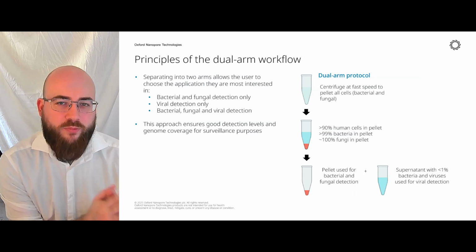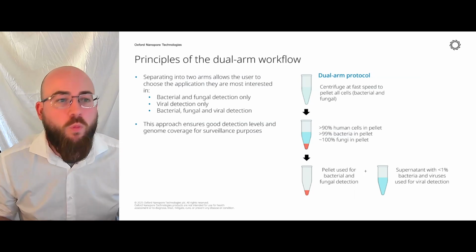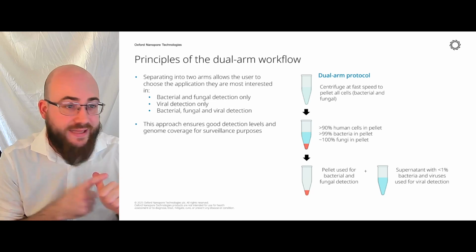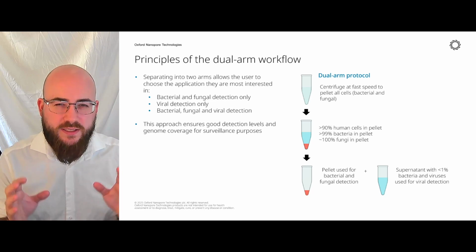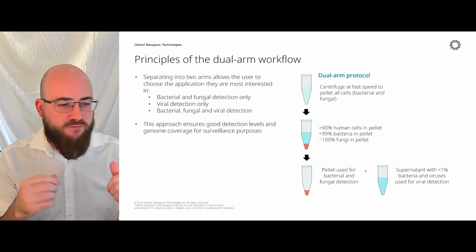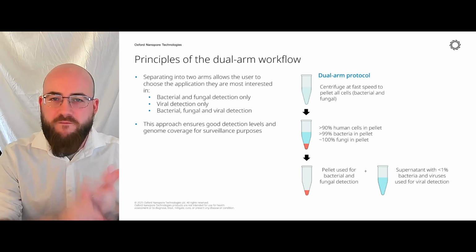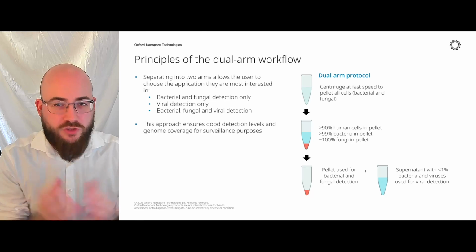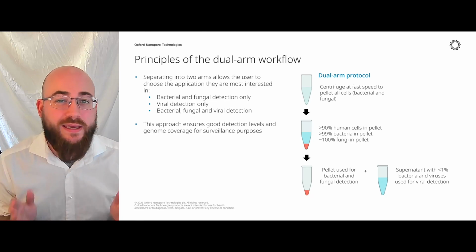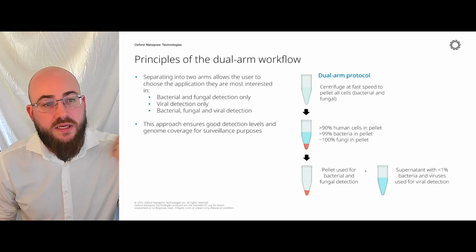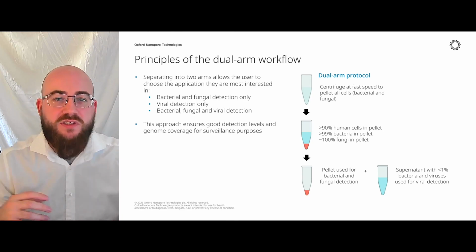So a dual arm approach, why? Well, most importantly, sensitivity. That's really what this is about, is being sensitive for everything. Trying to get a balance of sensitivity for bacteria, fungi, viral, all in one approach, really difficult. The best way we've found to do that is to separate these out while they go through this process at the start. So we're going to do a really hard centrifuge. That's going to split it out.